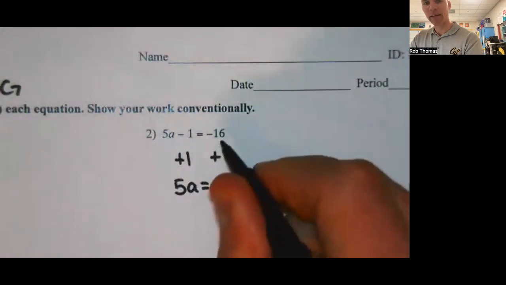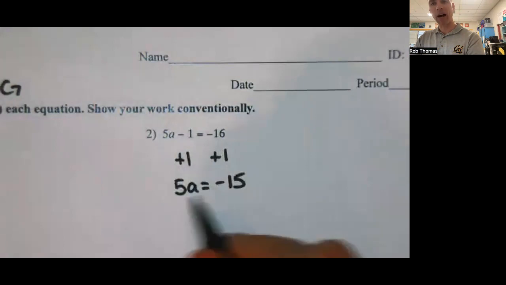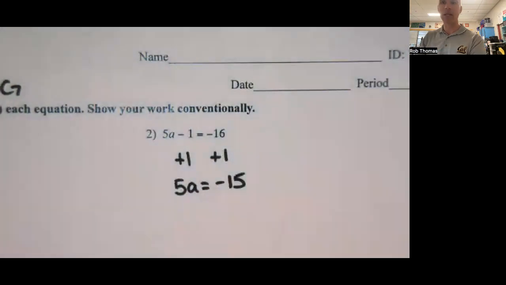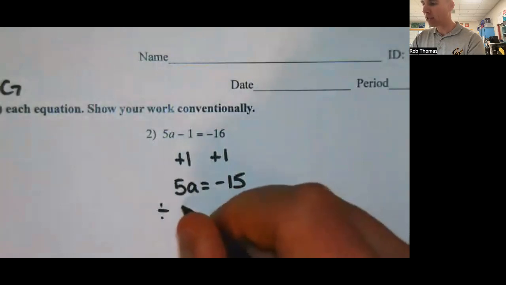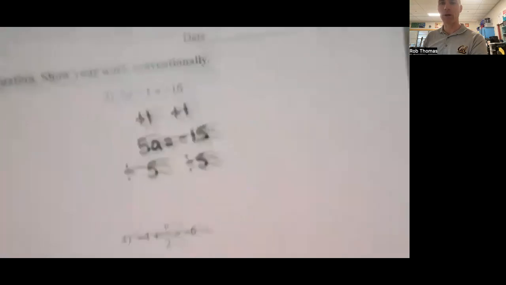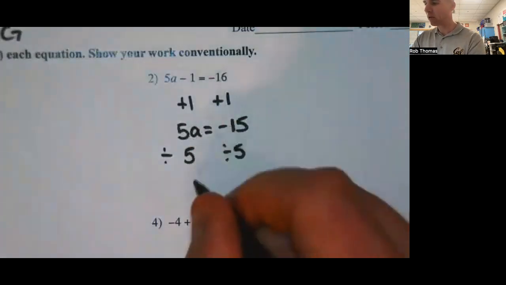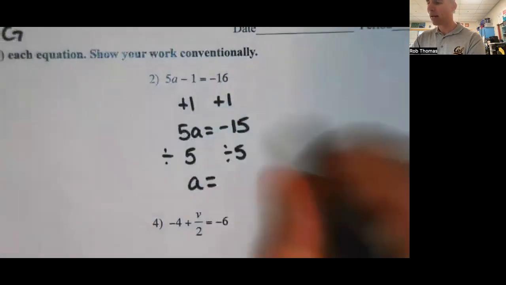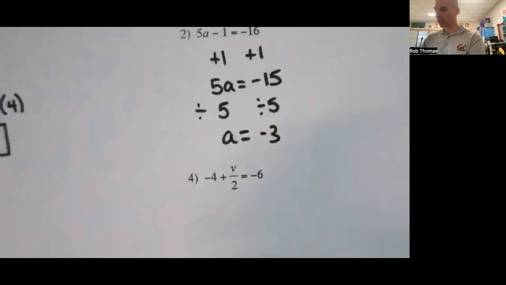equals, let's see here, -16 + 1 is -15. And so this says 5 times a equals -15. Let's divide both sides by 5. Remember, when you're showing division as your solution step, you can use division signs or fraction bars. Those are both okay. And so 5a divided by 5 leaves you with just 1a, and -15 divided by 5 is -3.